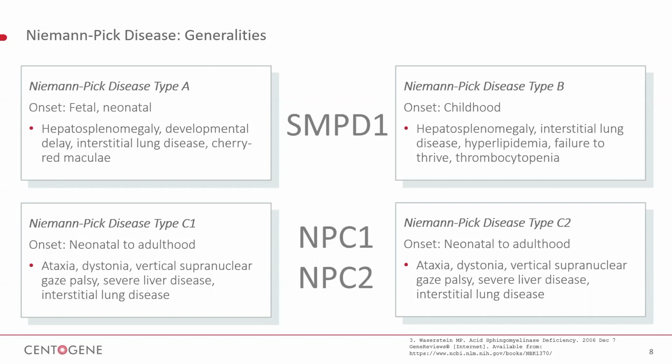And then type C is caused by mutations in 2 different genes, NPC1 and NPC2. The majority of individuals actually fall within NPC1. So type 1 is associated with gene 1 and type 2, gene 2. And over 90% of affected individuals have a mutation in NPC1. The classical clinical presentation for type C involves a mid to late childhood presentation with onset of ataxia, vertical supranuclear gaze palsy, and dementia.